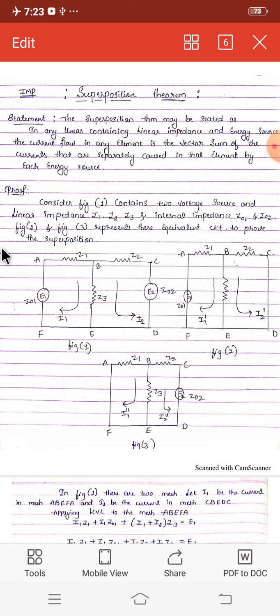See, students, already we know, by proving Thevenin's theorem and Norton's theorem, we also have the circuit. Whenever we prove a theorem, we must draw the circuit diagram, that is necessary. So first you have to draw this circuit diagram and explain the terms. This is figure 1 and figure 2. Here two voltage sources are there, E1 and E2, Z1, Z2, Z3 are the impedances, and Z01 and Z02 are the internal impedances. Figure 2 and figure 3 represent the equivalent circuits to prove the superposition theorem.